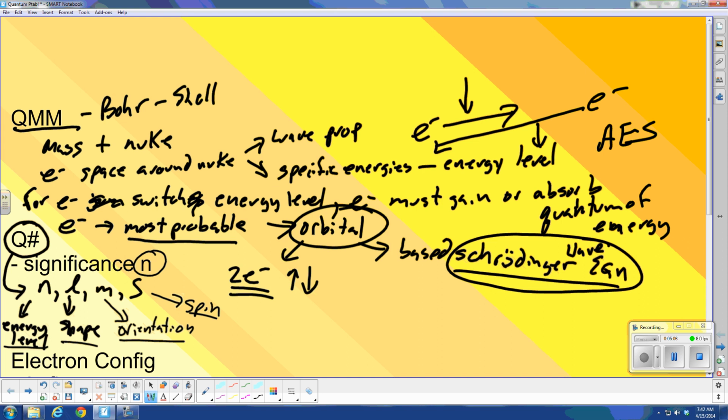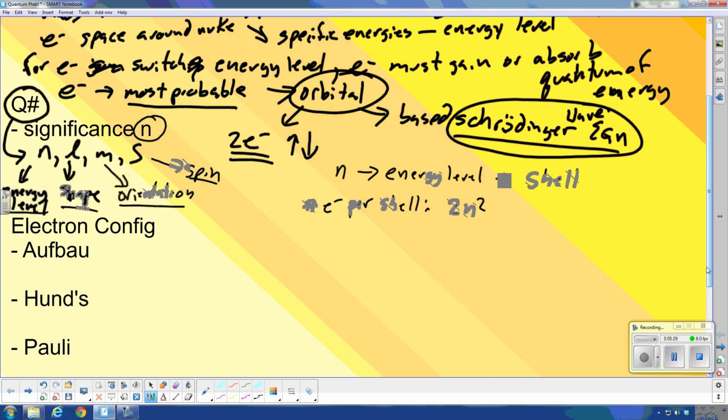N is fascinating, right? N indicates the energy level. As I said, we also sometimes call this the shell. So this indicates the shell. From this, I can figure out the number of electrons per shell. That's going to be equal to 2n squared. So if I am at the second energy level, so let's say n equals 2, that means 8 electrons can occupy that shell.